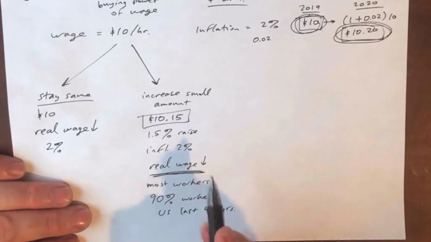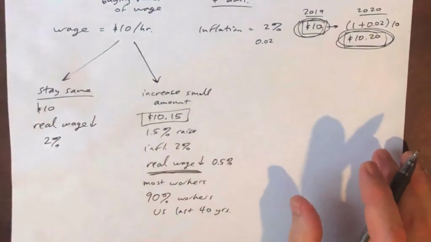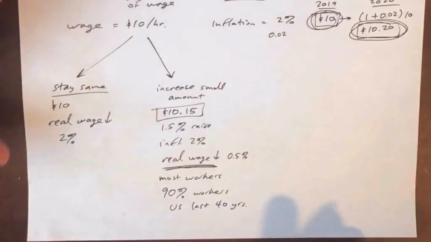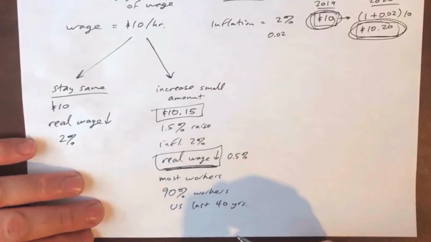The real wage fell in this example by 0.5%. That's a pretty small amount, right? But what matters is that it's falling, okay? That's making you worse off. This worker is getting hurt. The real wage is falling.